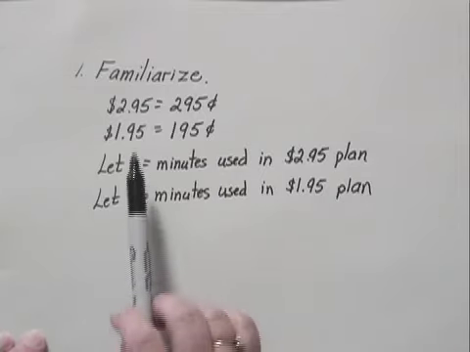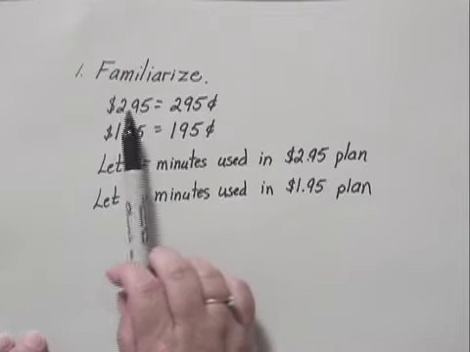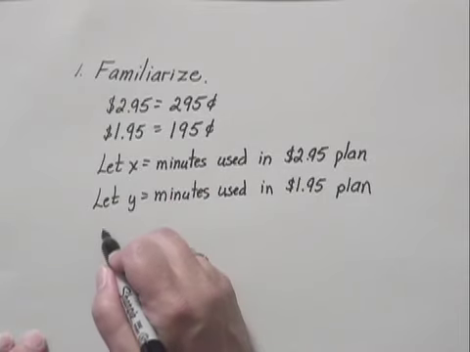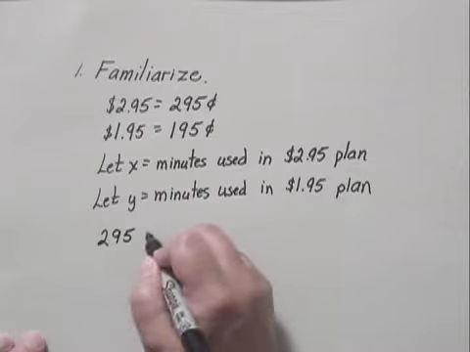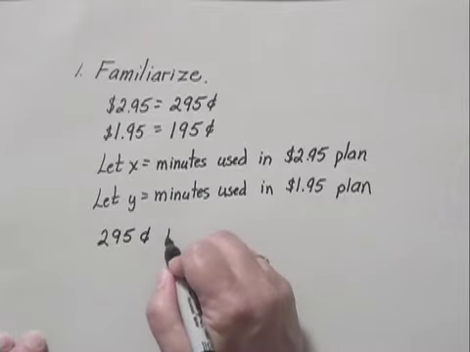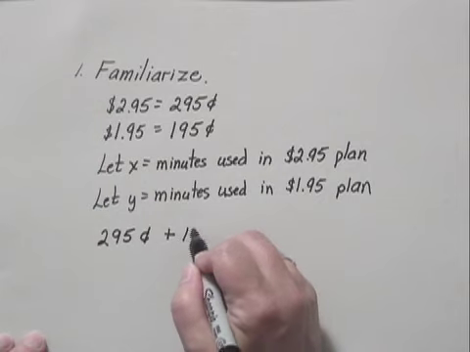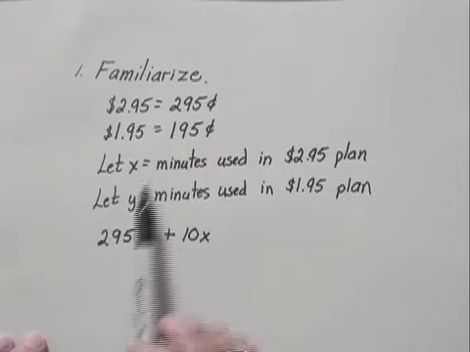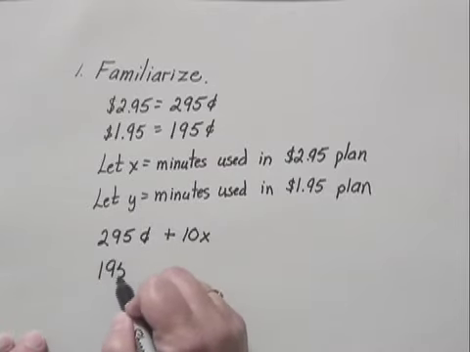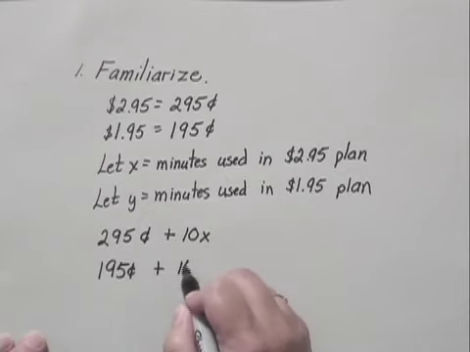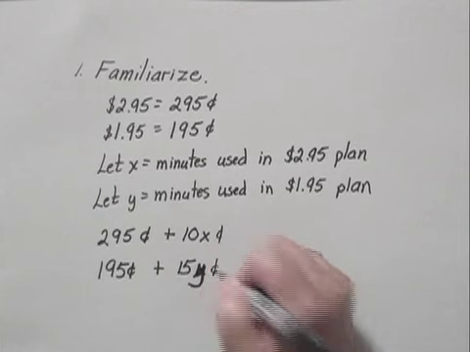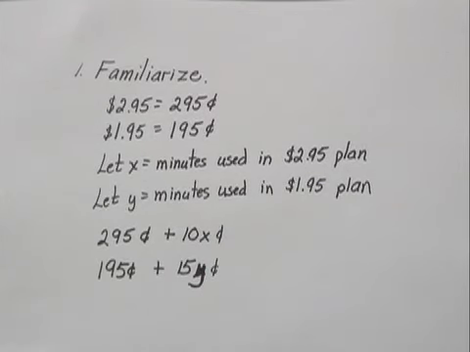So let's think about this. How much will it cost for X minutes in the $2.95 plan? Well, using cents, we would have 295 cents plus 10 cents for each minute, and using 195 cents for the other plan, we have 195 cents plus 15 cents for each, well, that's a Y, for each minute. And that would be also in cents. Now, using this information, we can translate.